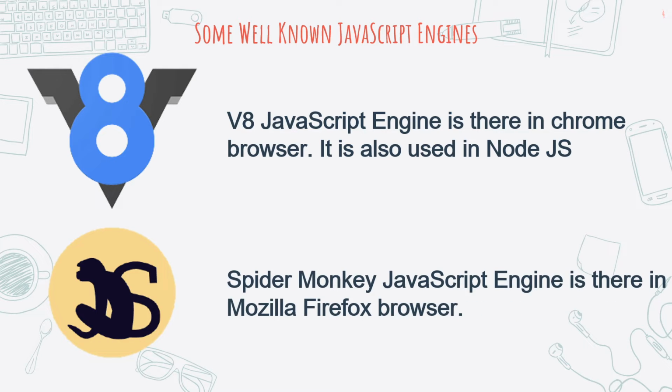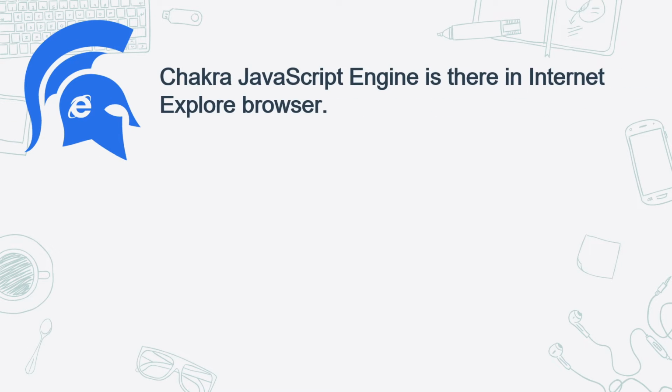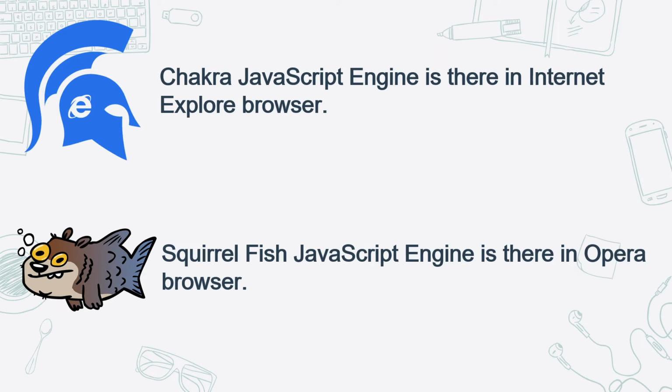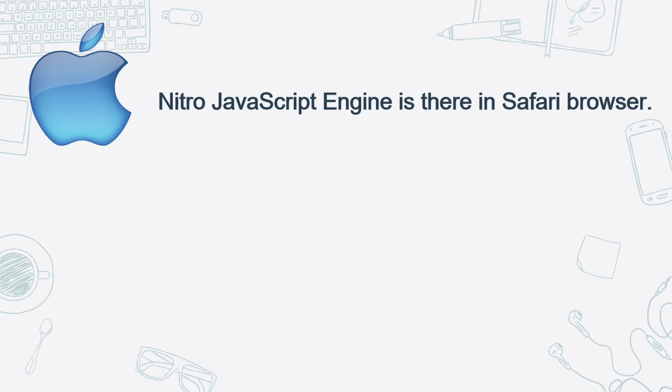Okay. Next is SpiderMonkey. SpiderMonkey is a JavaScript engine used in Mozilla Firefox browser. It's again a very powerful and very popular JavaScript engine. Then comes some JavaScript engines which are not very popular, but yes, I'm gonna name these engines also. So the next is Chakra JavaScript engine, which is there in Internet Explorer browser. Then we have Squirrelfish. This Squirrelfish JavaScript engine is in Opera browser. Then the last engine is Nitro JavaScript engine, and this Nitro JavaScript engine is used in Safari web browser.